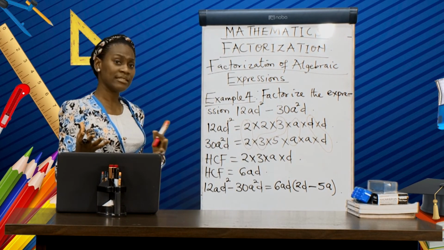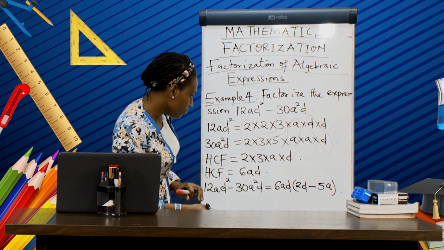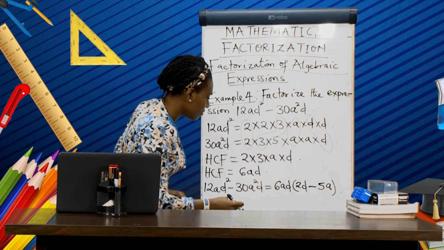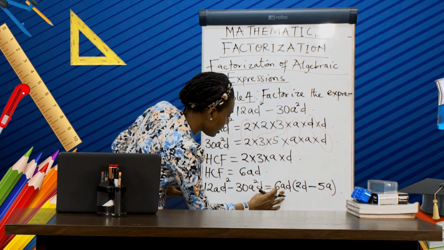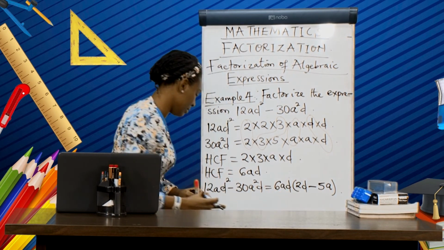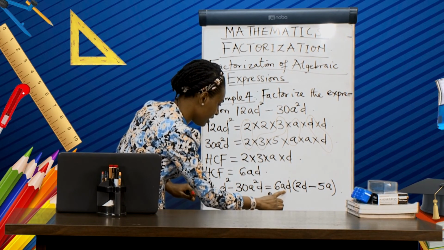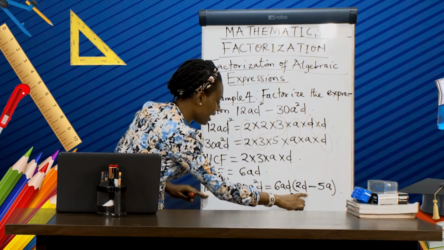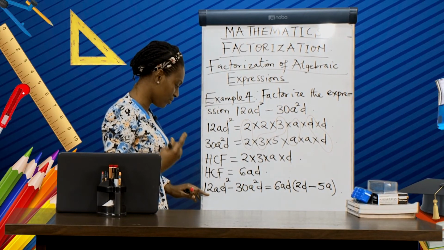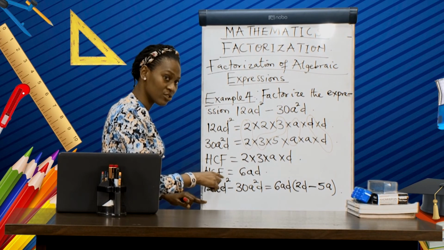Let's check and see if we are correct. So we have 6ad times 2d. 2 times 6 gives 12. We are on track. Then we have times a, we have 12a. d times d gives d squared. So we see that we came back to 12ad squared.